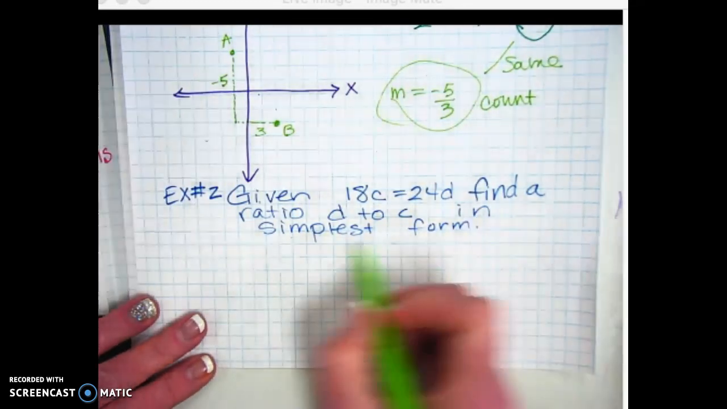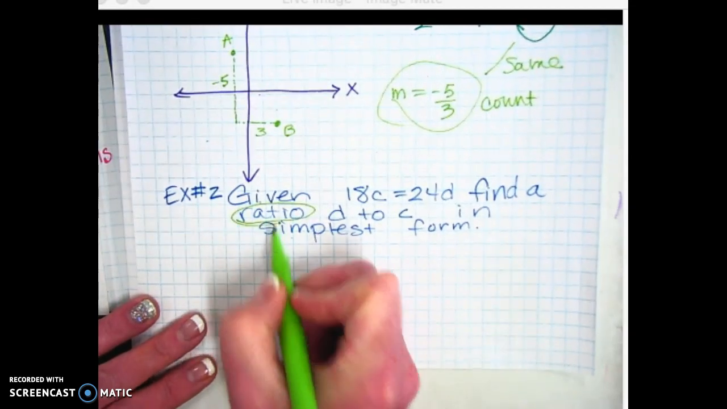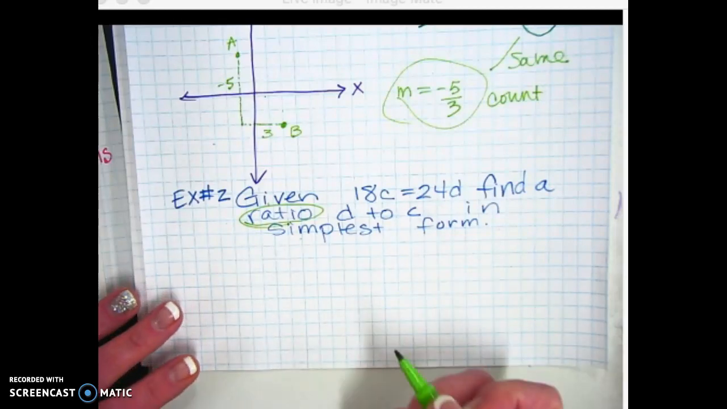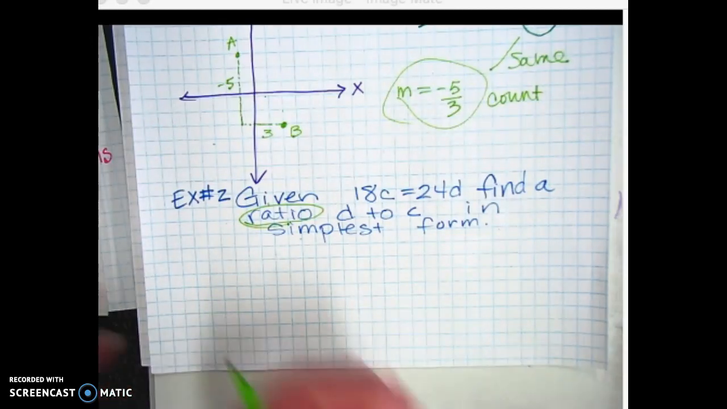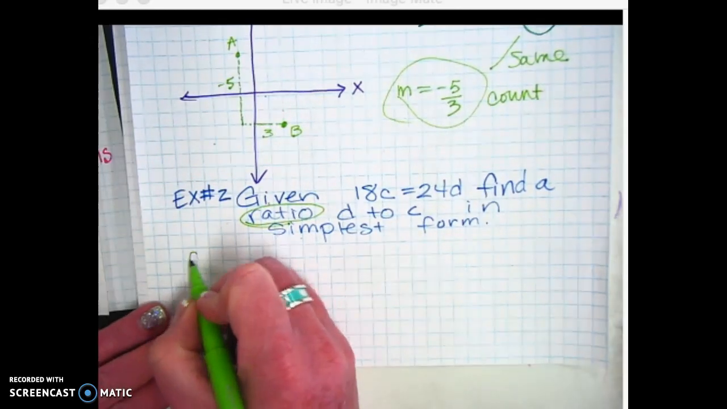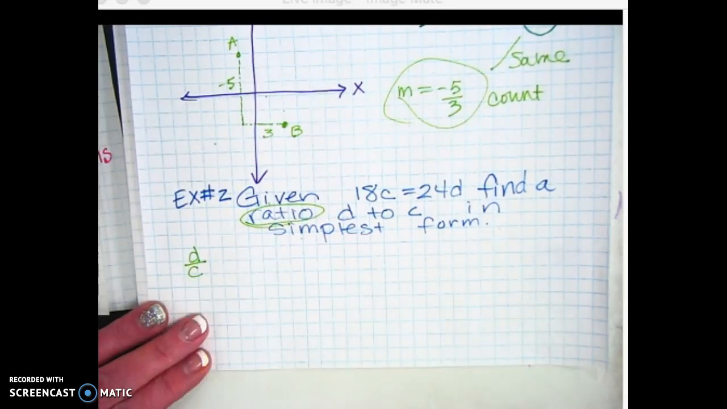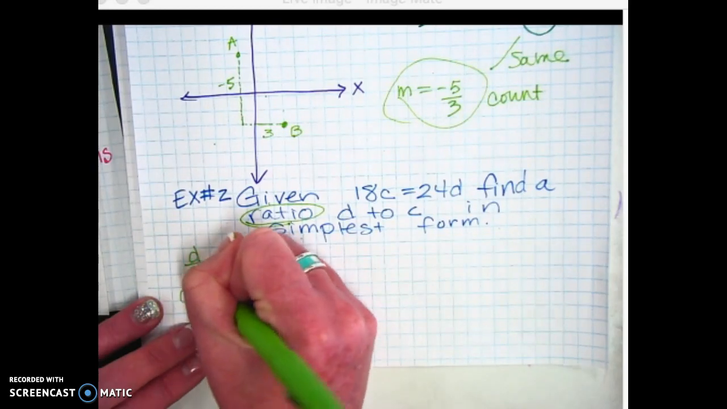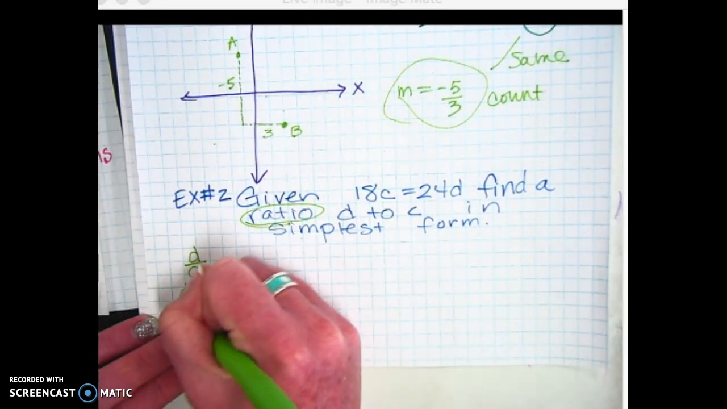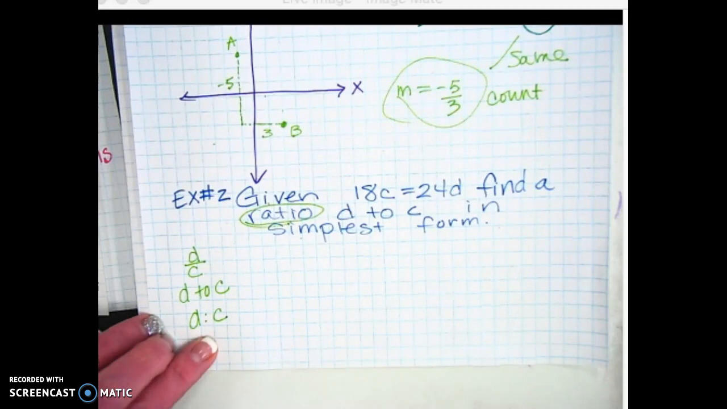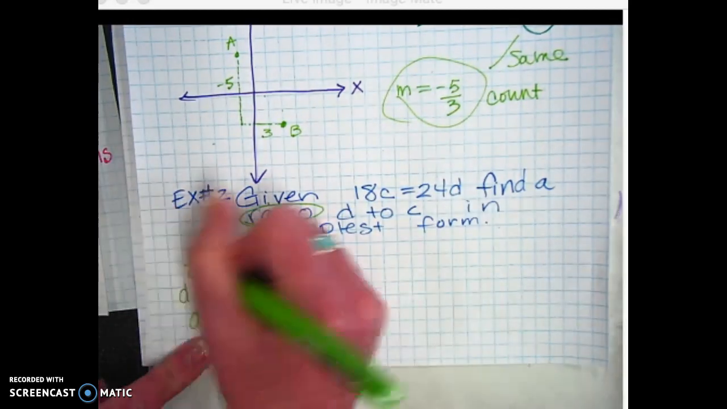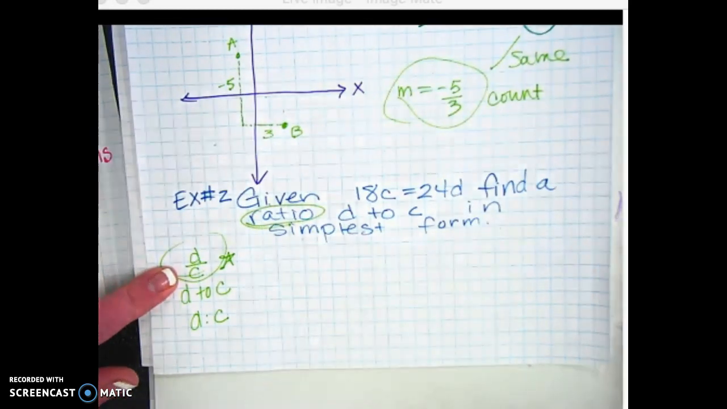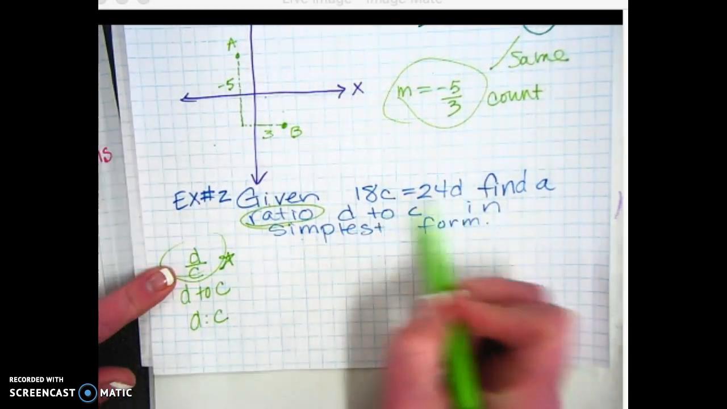So if it uses the word ratio, you have to go back to yesterday. Ratios can usually be written in easiest way would be as a fraction, like D to C, or you can write it as D with the word TO to C, or you can put the colon in the middle. Which way are we going to do it? We're going to do it this way. Okay, we're going to write it as a fraction, which right now it is not.